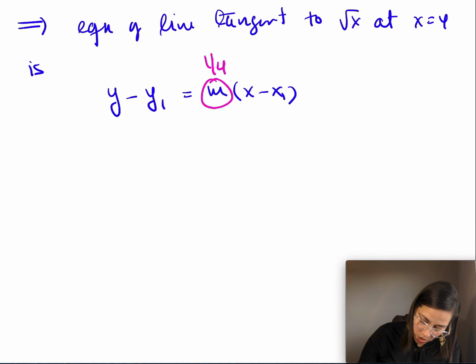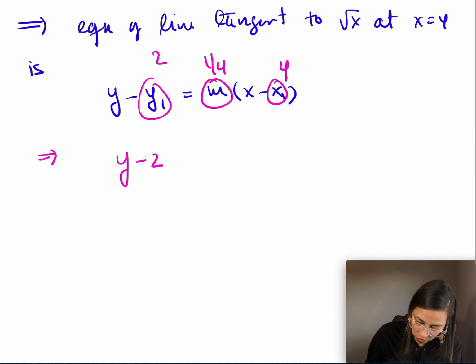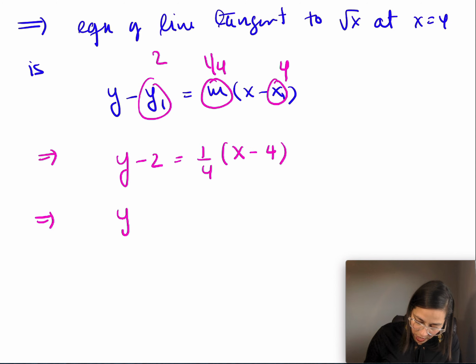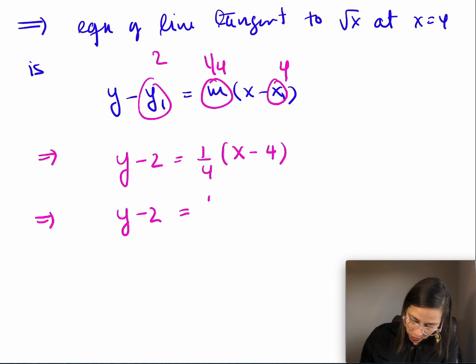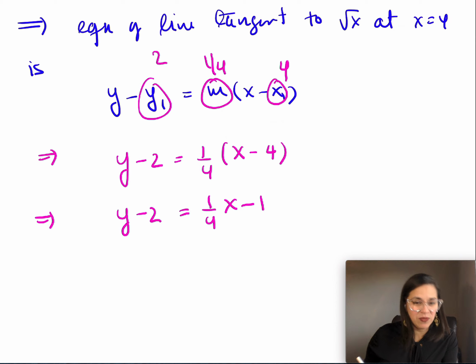So now this is 4, this is 2. So we get y minus 2 is equal to 1 over 4 times x minus 4. Okay, so this is y minus 2. I'm going to distribute that 1 over 4. So I get 1 over 4 times x, which is just 1 over 4 times x. And then I have 1 over 4 times negative 4, which is negative 1. So negative 1, okay? And then I'm almost done.